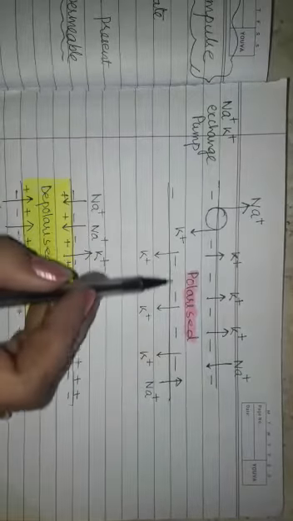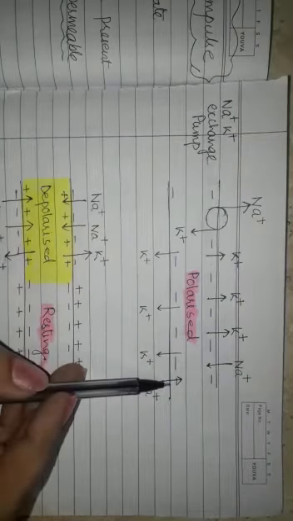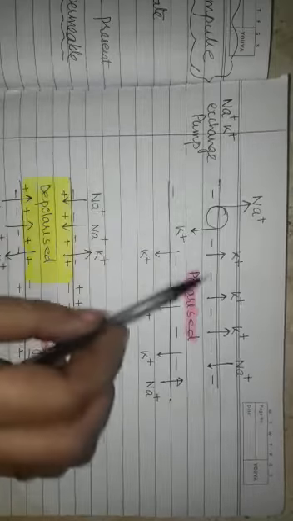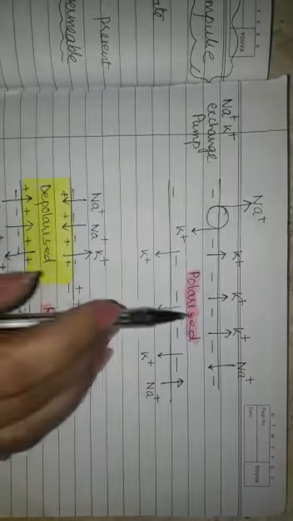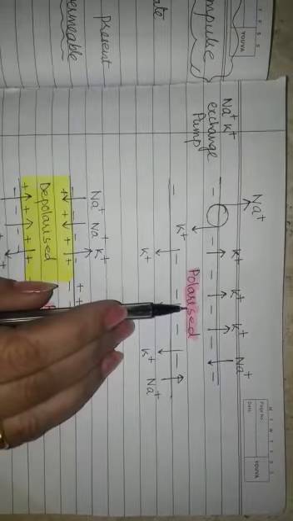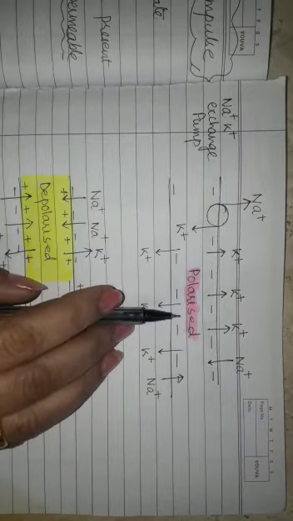This is the axon. This is a portion of the axon. This is the membrane of the axon, and this region is the axoplasm. That is, the cytoplasm inside the axon is the axoplasm.